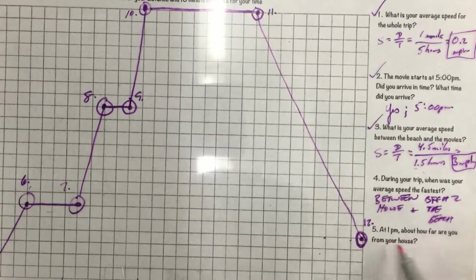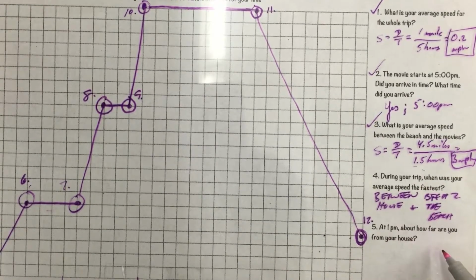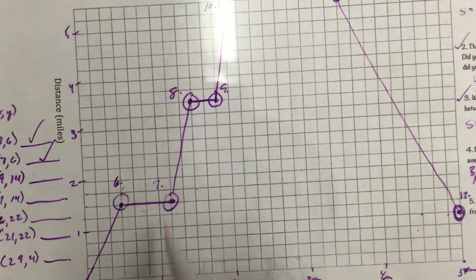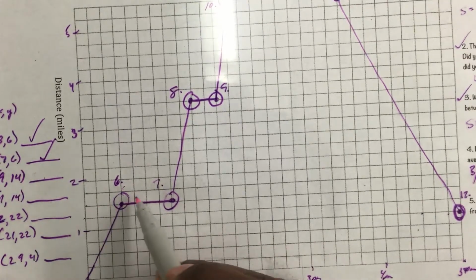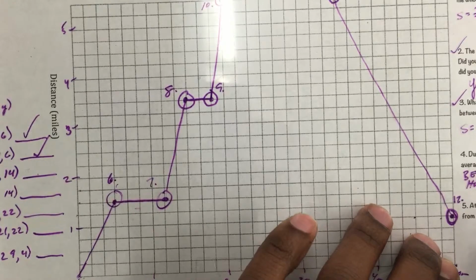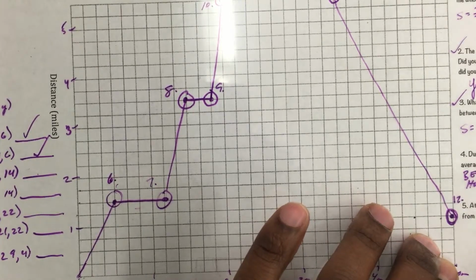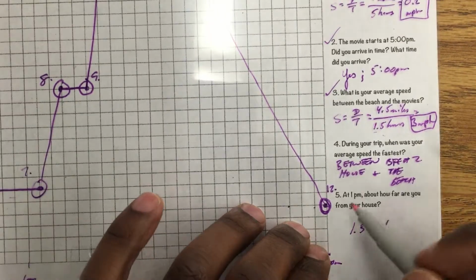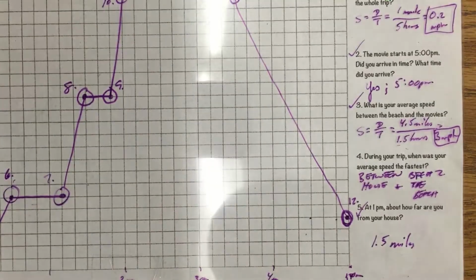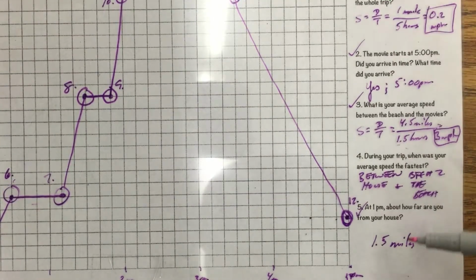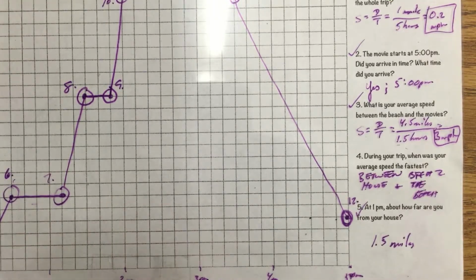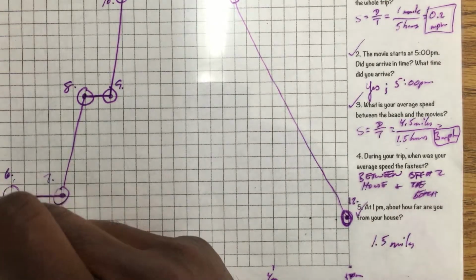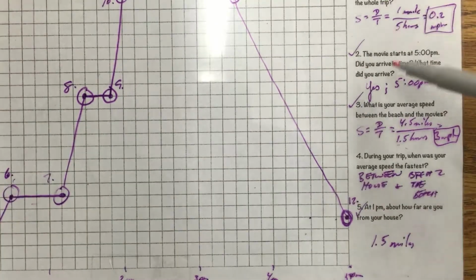It says at 1 o'clock, about how far are you from your house? Well, here's 1 o'clock. That's when you were waiting on best friend number 1 because they weren't late, and that best friend lives about 1.5 miles away, so you were 1.5 miles away from your house. They could just put 1.5. If they did that, give them the check. So there were 5 checks here total, and then 6 over here. So that's what, 11? 1, 2, 3, 4, 5, 6, 7, 8, 9, 10.